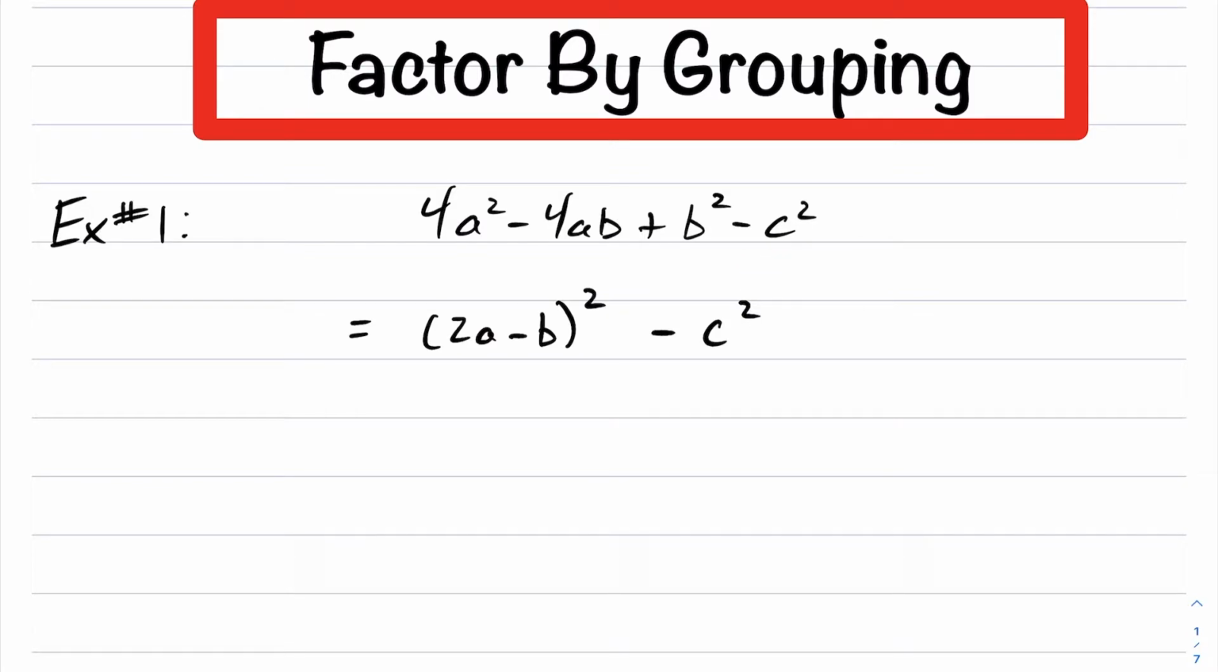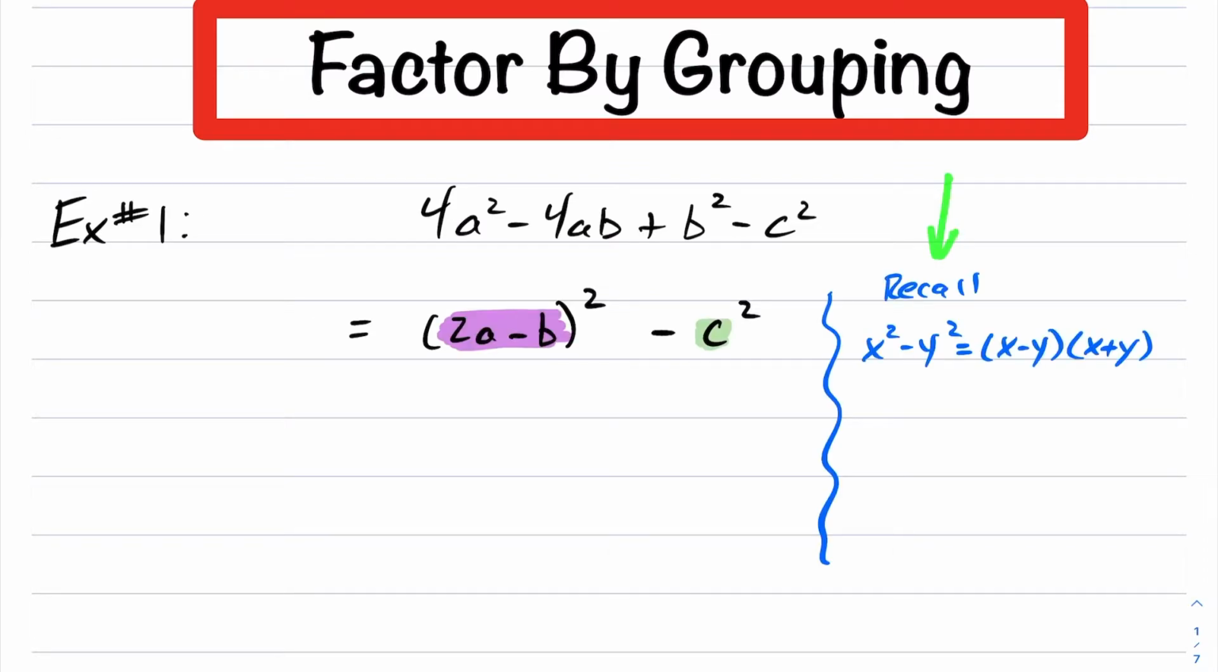Now what we want to do is make the observation that we now have a difference of squares here. If you forget the formula for difference of squares, or you need some work with difference of squares, I'll link that in the top right hand corner. Recall here we have our formula, x squared minus y squared is x minus y times x plus y. This takes the place of our x, and this takes the place of our y. So purple is our x placeholder, and green is our y placeholder.